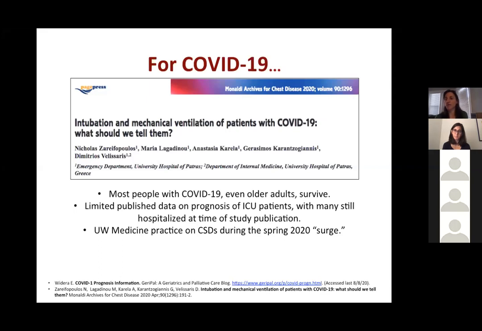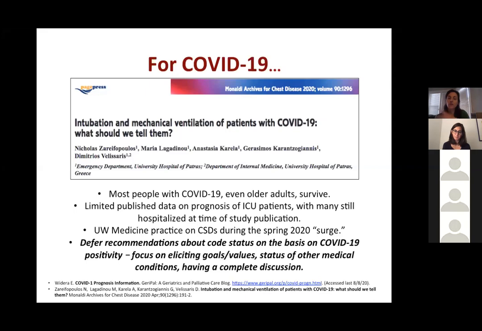And so even patients who we might have made a recommendation to be DNI could choose not to assent to that and be full code, and that was okay. And I think we're constantly learning more, like I said, about the prognosis of ICU patients with COVID-19. So I would say going forward, as numbers are going up, I would defer making any recommendations about code status on the basis of COVID-19 positivity, because I think we just don't know quite enough.